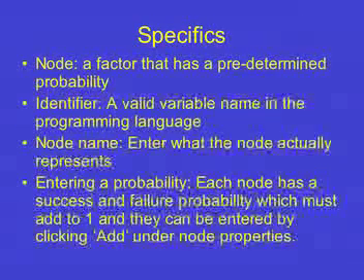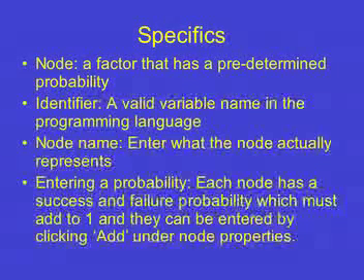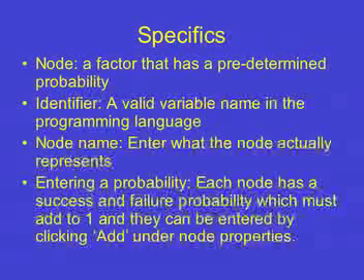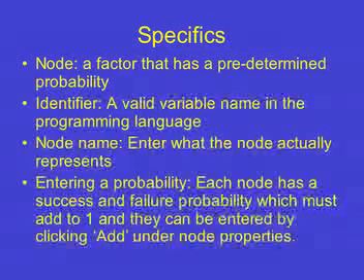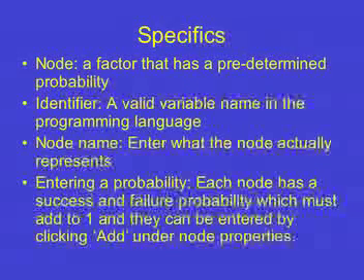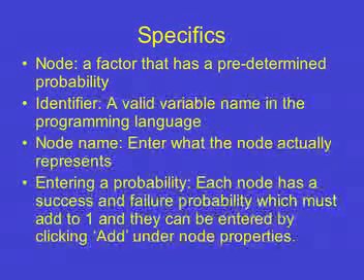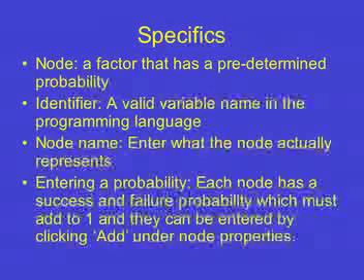The specifics of the program include a node, which is a factor that has a predetermined probability; an identifier, which is a valid variable name in the programming language; a node name, which is what the node actually represents; and entering a probability, where each node has a success and failure probability which must add to 1, and they can be entered by clicking Add under Node Properties.